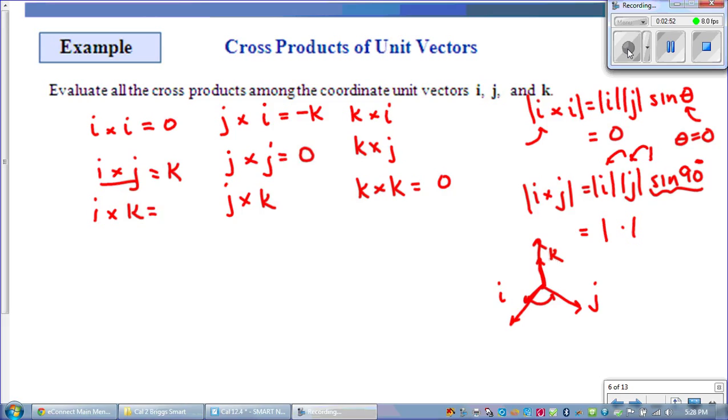I cross k, point your fingers down the x-axis in the direction of i. Now, if you're pointing your fingers in this direction and curling them this way, your thumb will be pointing outward in the positive j direction. Actually, it's the other direction. It would be negative j.